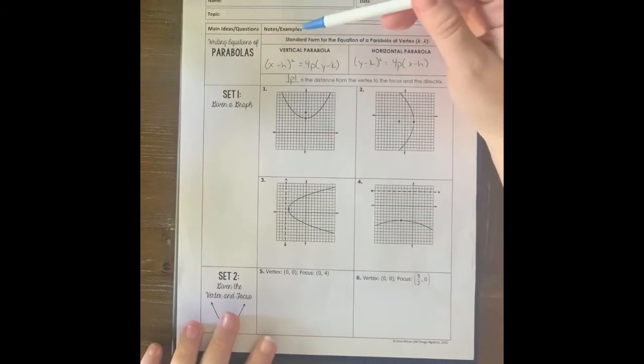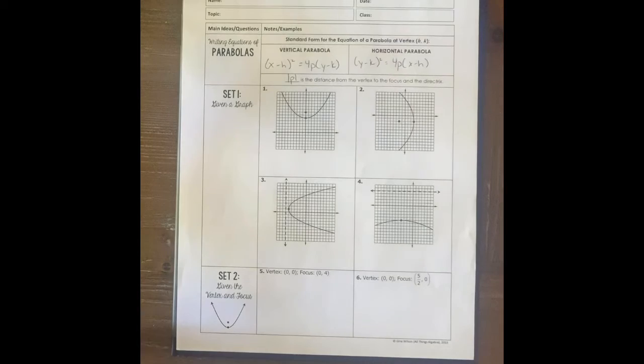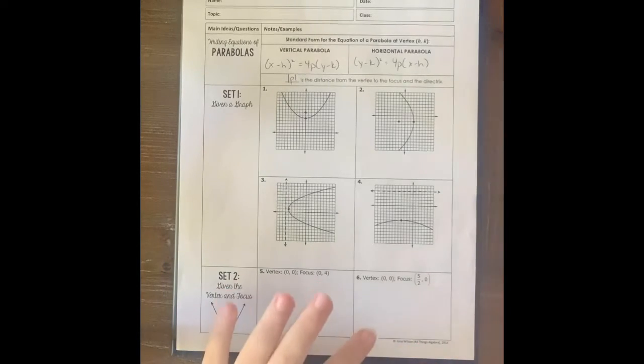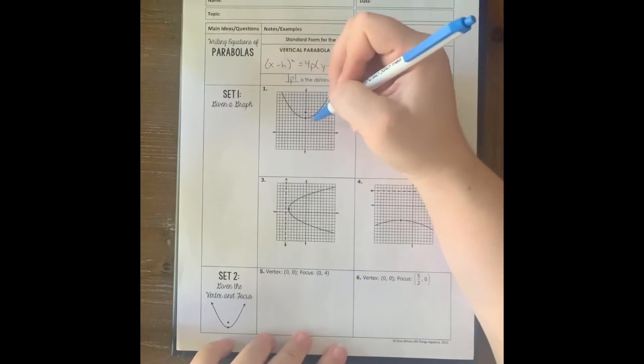Okay, so it says the standard form for the equation of a parabola of vertex (h, k), and it just reminds you of what the vertical parabola equation is going to be, and then the horizontal parabola equation is going to be. And then it says that the absolute value of p is the distance from the vertex to the focus and the directrix.